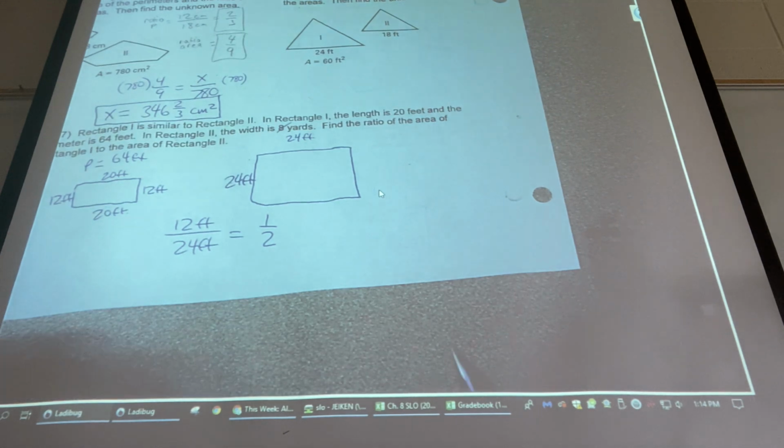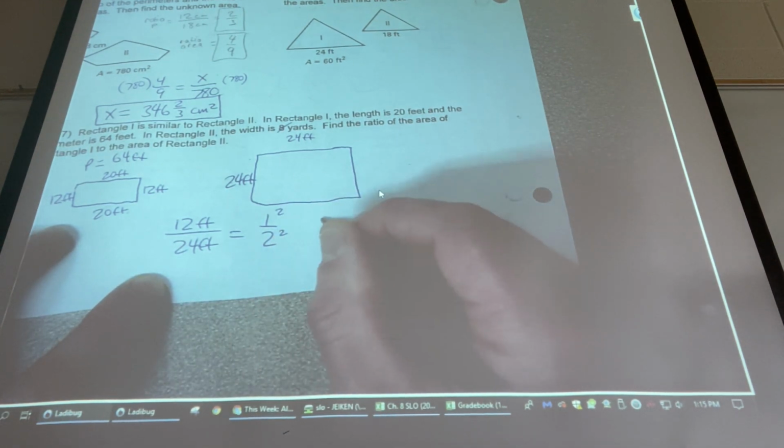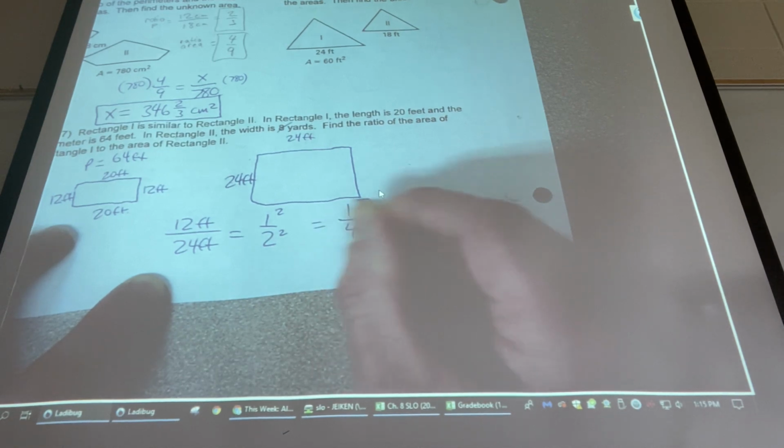What are they wanting? Area. The ratio for the areas. There we go. So what do we do? We square both of them. And what do you get? 1/4. 1/4.